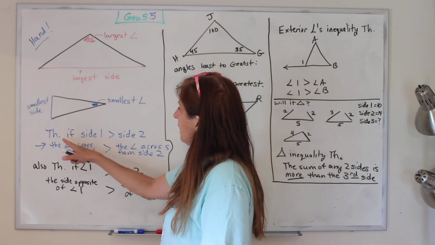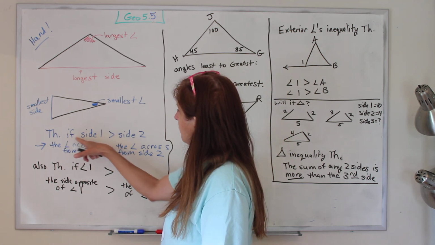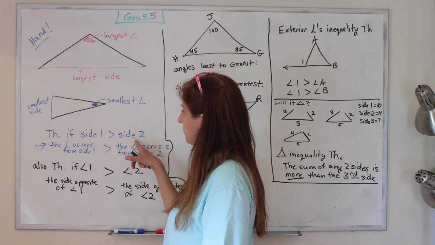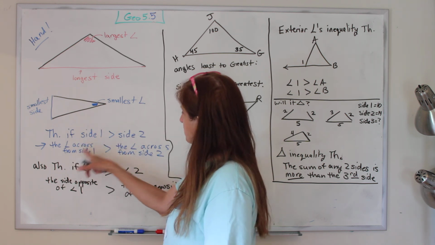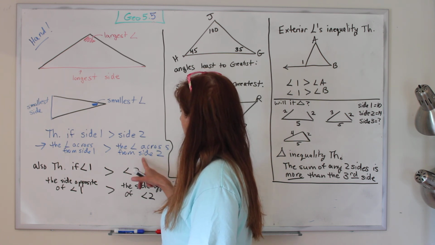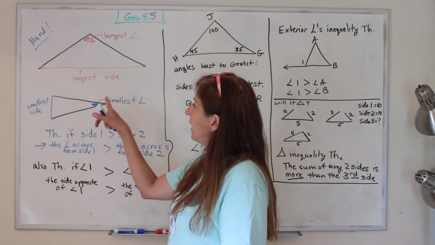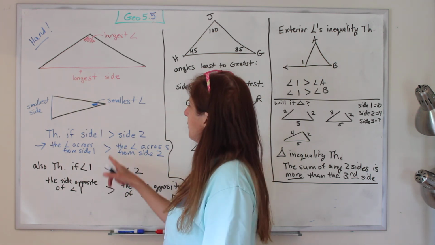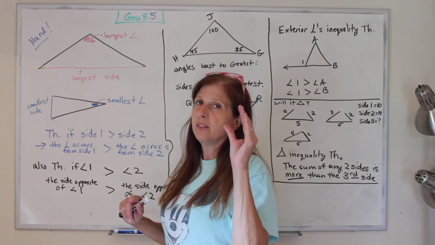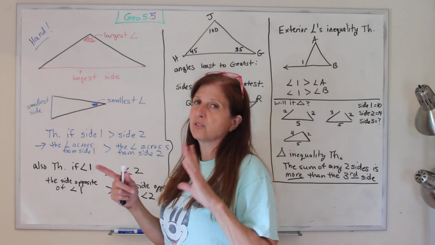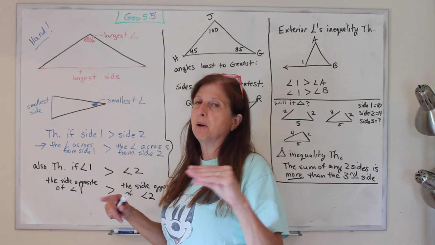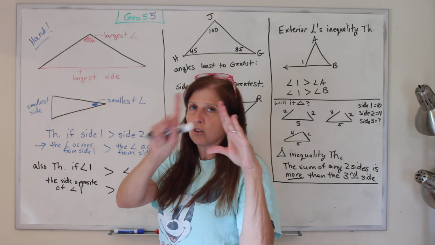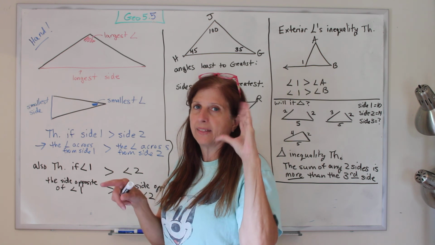Pretty easy. The theorem says if side 1 is greater than side 2, then the angle across from side 1 is greater than the angle across from side 2. The angle across from a side controls how big it is. So if the side is bigger, then the angle across from it is bigger. If the side is smaller, the angle across from it is smaller. The angle across from a side controls how big the side is.